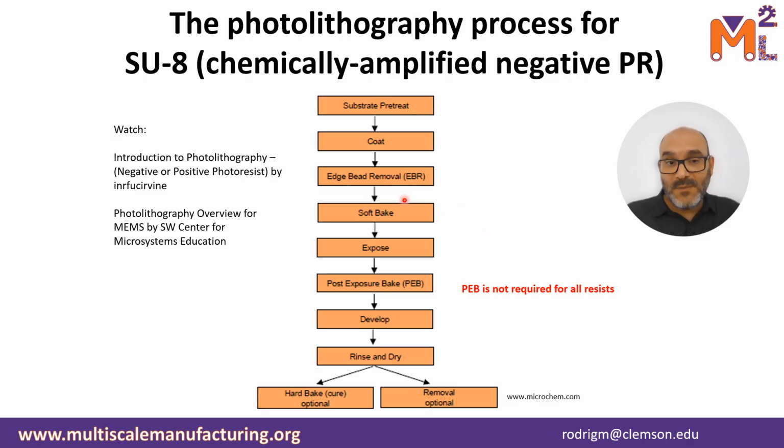So after the edge bead removal comes the soft bake, then the exposure, then the post-exposure bake. Again, not all photoresists require a post-exposure bake, but SU8 does. Then you come with the development, then rinse and drying, and then you have these 2 different options. Either you hard bake it in order to strengthen the resist, and this is recommended when you're actually going to use the resist as a structure, or you could also remove it after a particular process.